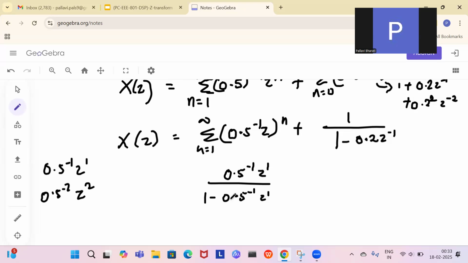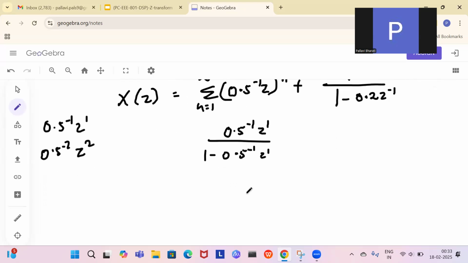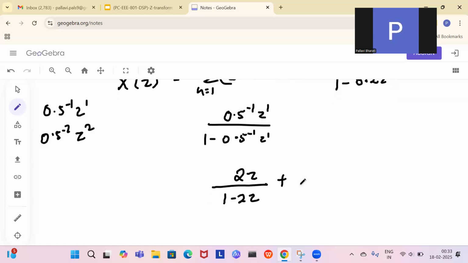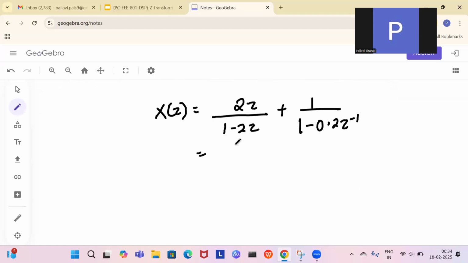So if you write this part, 0.5 to the power minus 1 is what? 2. So it's going to be 2z by 1 minus 2z. And on this side, if you write it, it is simply 1 by 1 minus 0.2 z inverse. You can simplify it more. I'll leave it at this point and find out the ROC. Simplify it more means you can write the same thing more simply: 1 minus 2z plus, if you write this portion 0.2 by z, that will become 1 minus 0.2 by z. That will finally become z by z minus 0.2.